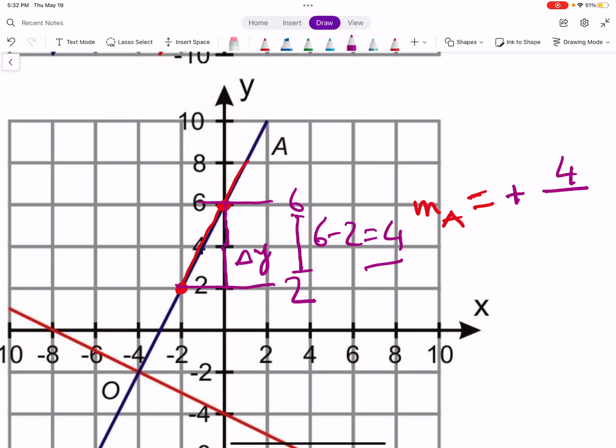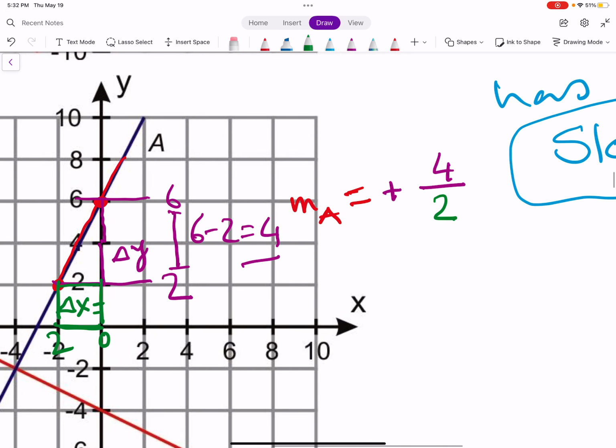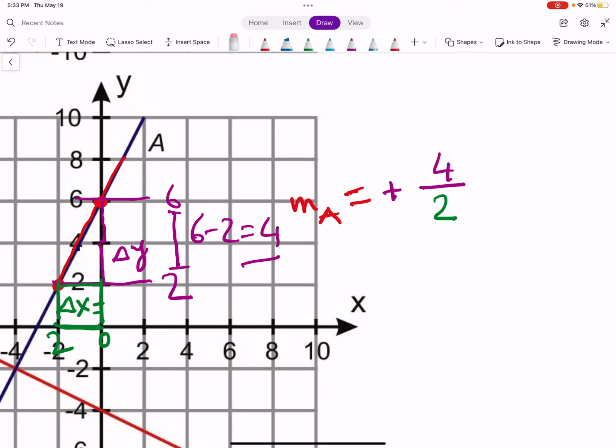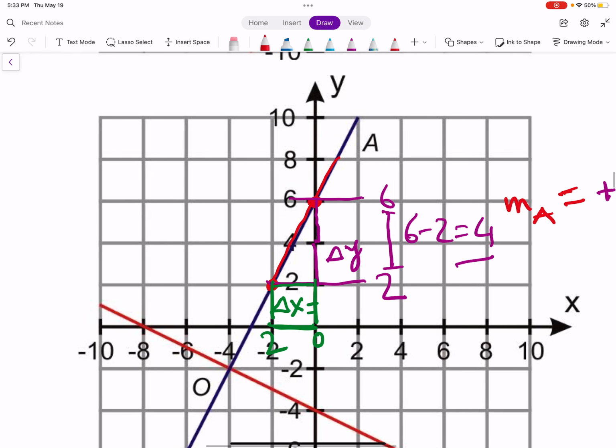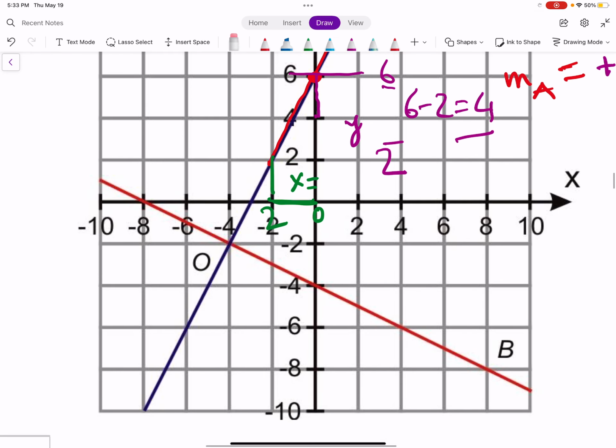And then what do you want to think? You want to think about this guy, right? So that's our x, right? So we say that's 2 and the 0. The length is 2, right? The difference. So we get this guy is 2, right? Positive 2. And now what kind of slope will this guy have?